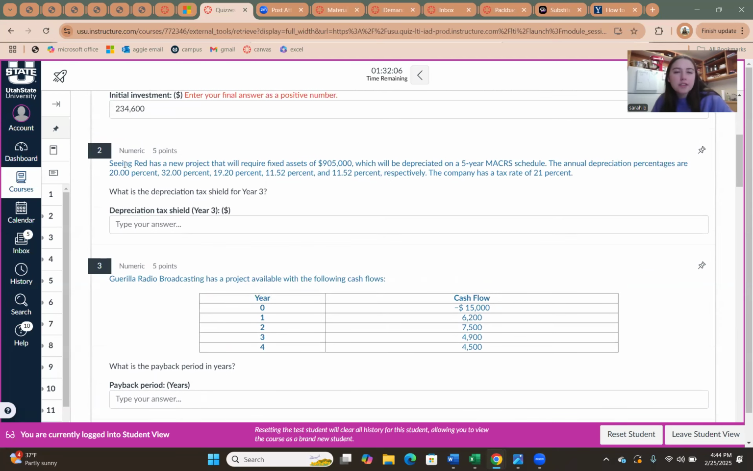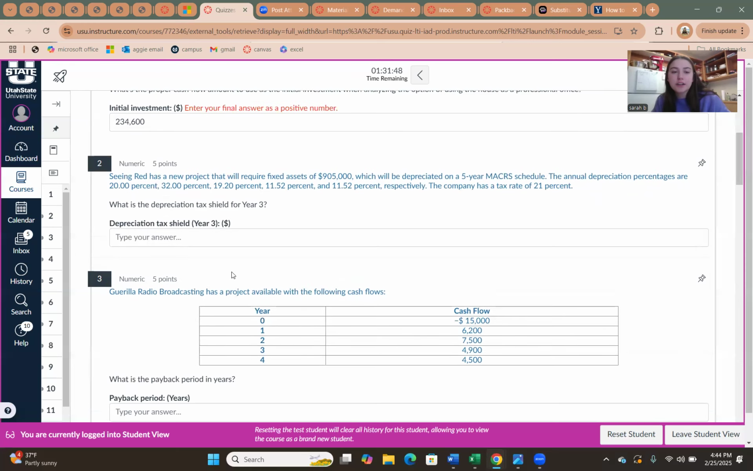Okay, question two. Seeing Red has a new project that will require fixed assets of 905, which will be depreciated on a 5-year MACRS schedule. The annual depreciation percentages are 20%, 32%, 19.2%, 11.52%, and 11.52% respectively. The company has a tax rate of 21%. What's the depreciation tax shield for year 3?